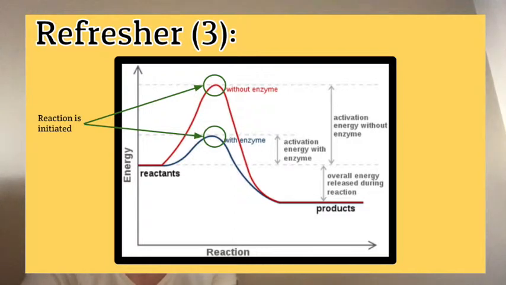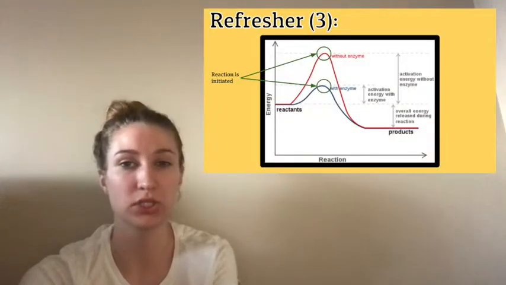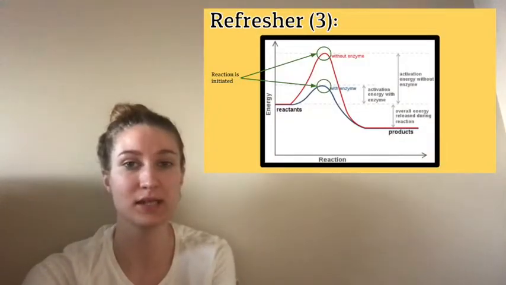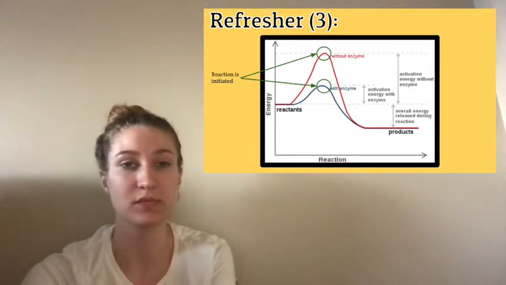Notice these peaks are much higher in the red line, which represents it without an enzyme, and how the peak is much lower in the line, which is blue, which represents an enzyme present. Overall, the reaction should occur much faster as it takes less time to build up to the higher activation energy as long as the enzyme is present, as illustrated by the blue line.